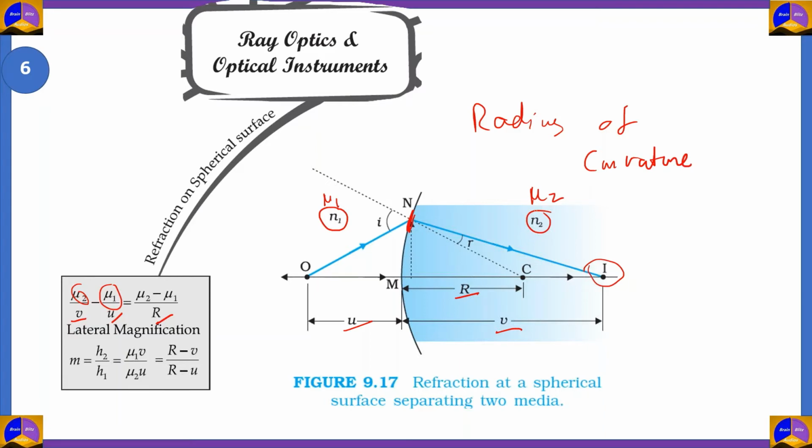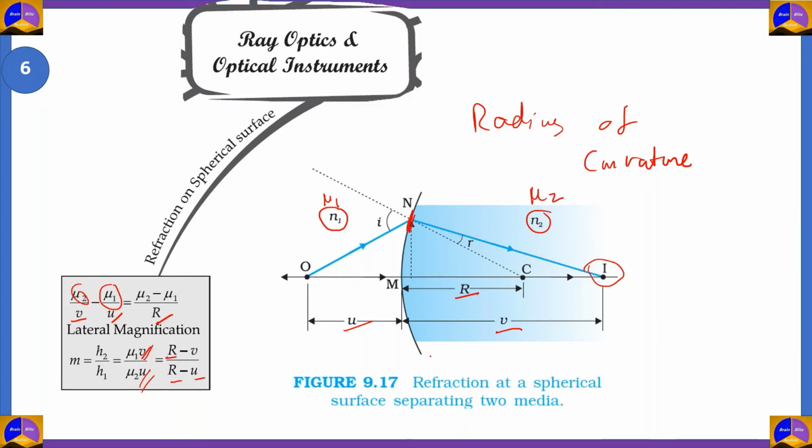For magnification, it's always height of the image divided by height of the object. Over here, we can write the height of the image as mu1 times v and height of the object as mu2 times u. So that can be further written down as r minus v divided by r minus u if you want to just explain magnification in terms of the distance and not in terms of height.